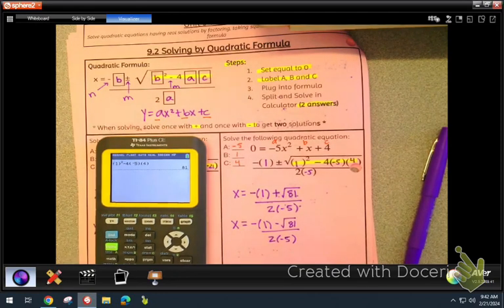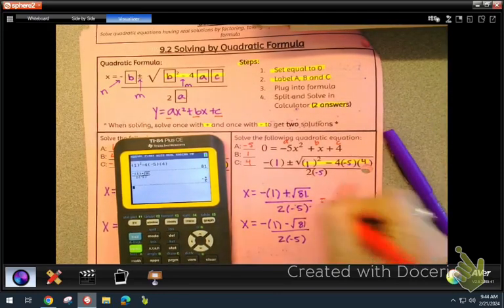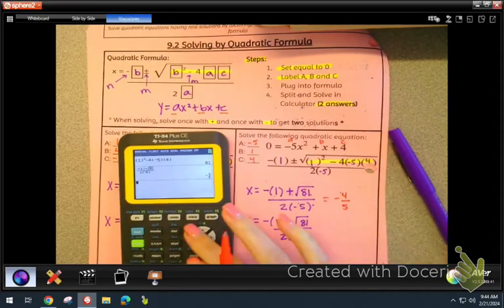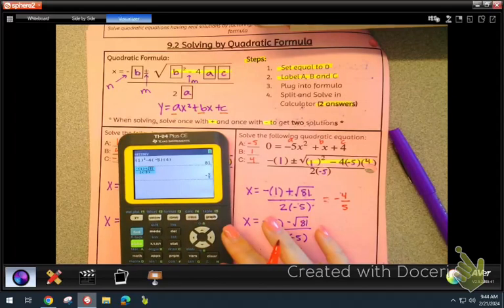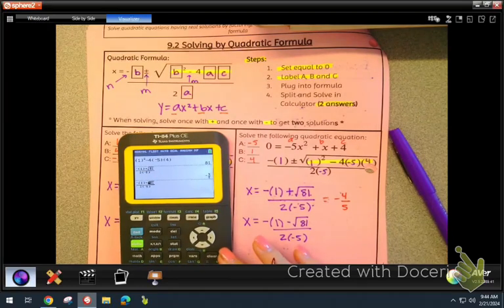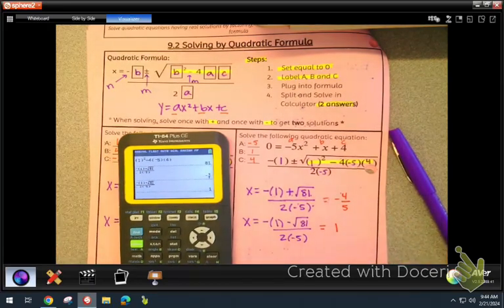And I think you will get a fraction on one of these. The plus: negative 4 over 5. Okay, negative 4 over 5. And then I scroll up, copy, and swap out the plus for what? A minus. And you can't forget to do that because there's 2 possibilities. And what did you get for that other one? 1. Okay.